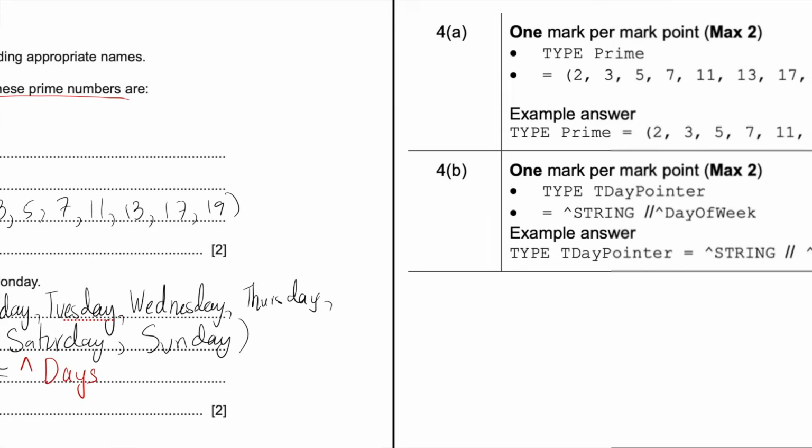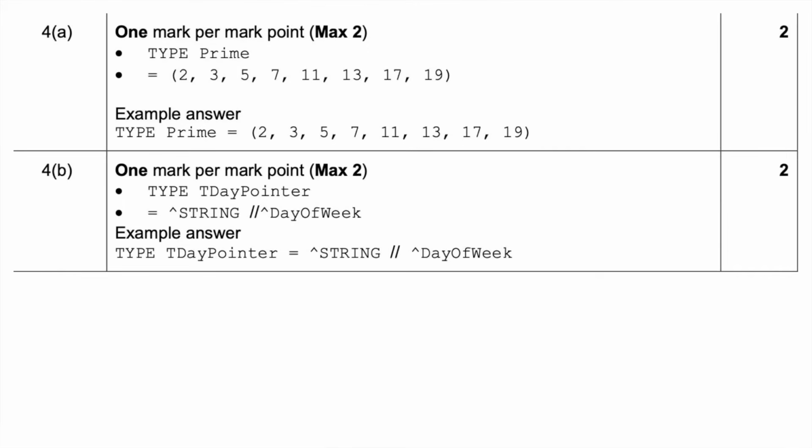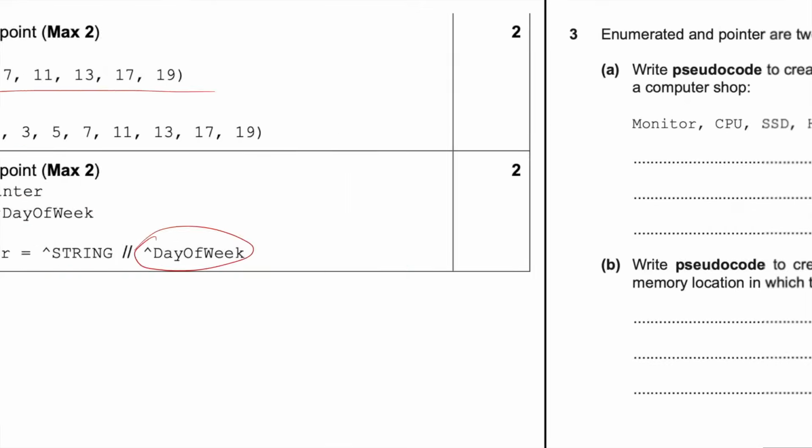And let's go ahead and look at the mark scheme. Okay, so right here, this one is obviously correct, and here we have a few different answers, but type tday pointer equals day of the week is totally valid. And those are some good examples of how to use enumerated and pointer data types.